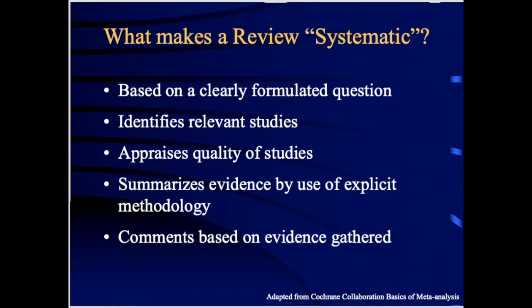What makes a review systematic? Systematic reviews are based on a clearly formulated question. They identify relevant studies, they appraise the quality of those studies, and they summarize evidence by use of explicit methodology. And the authors provide comments based on evidence gathered. So again, a systematic review makes it such because there is definitive methodology involved in inclusion of the articles.